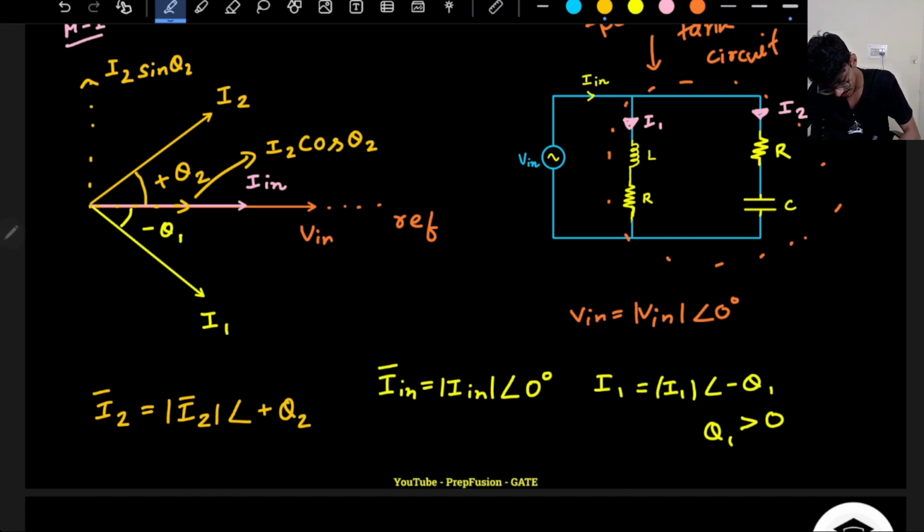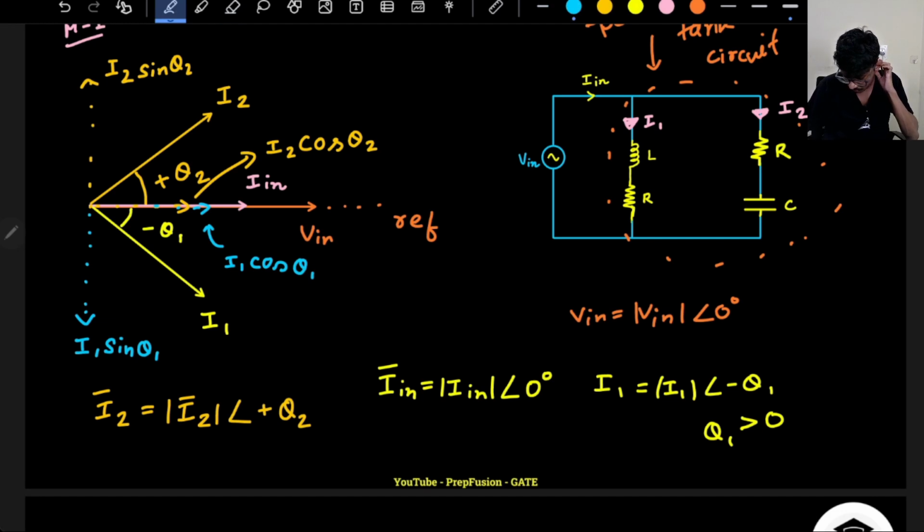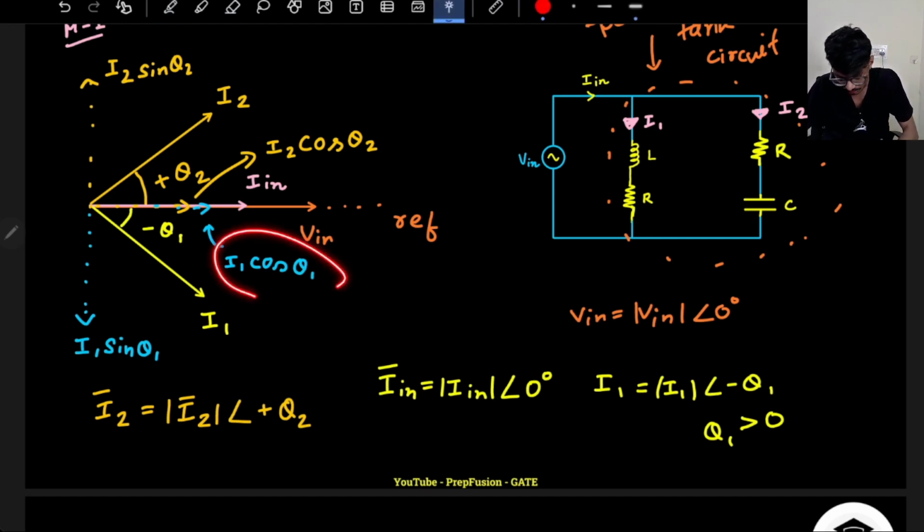And this I1 can also be broken down into two components, that is I1 sin theta 1, and along the V in it will be I1 cos theta 1. So that is the case over here.